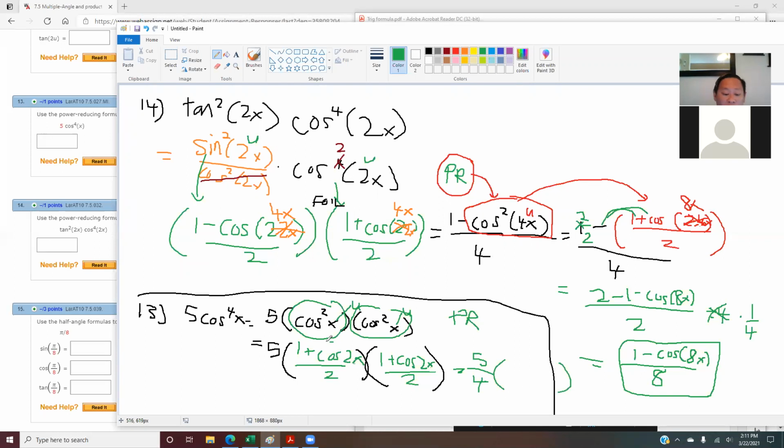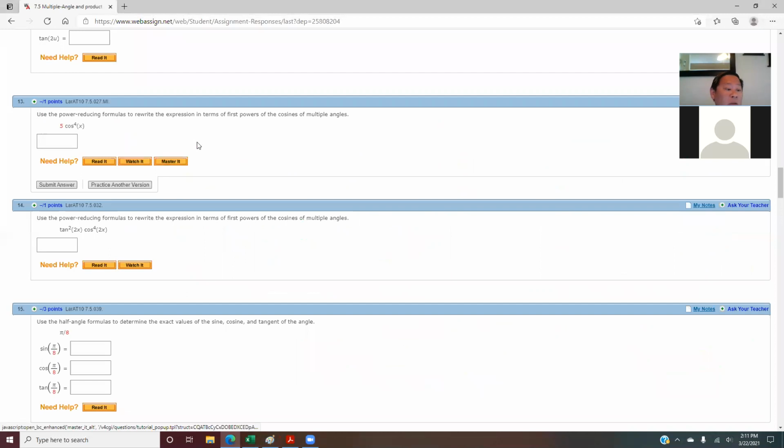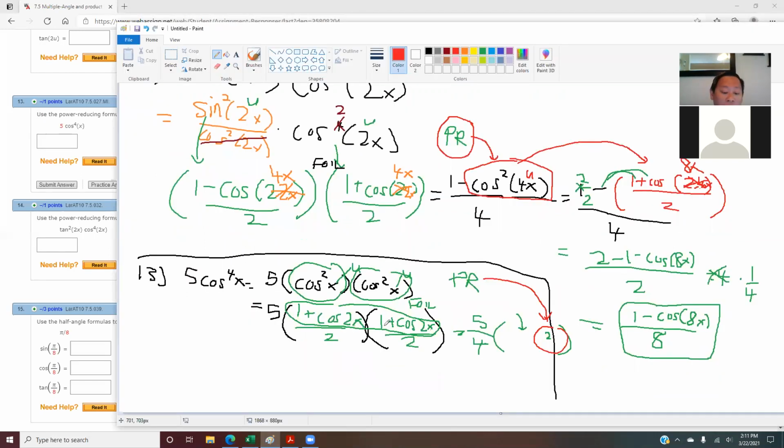And what you need to do here is you just need to FOIL this out like what we did over here. We FOIL it out, and you will write over here. And one of these, when you FOIL, you will have a square. So this one, you also have to use the power reducing another time, like what we just did over here. Okay, so this is how we do question number 13. So try to either watch it or continue. This is not finished yet. You have to continue it down.